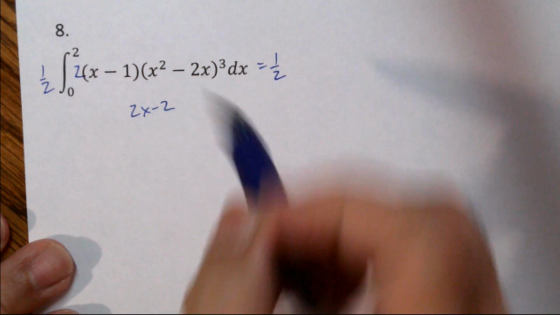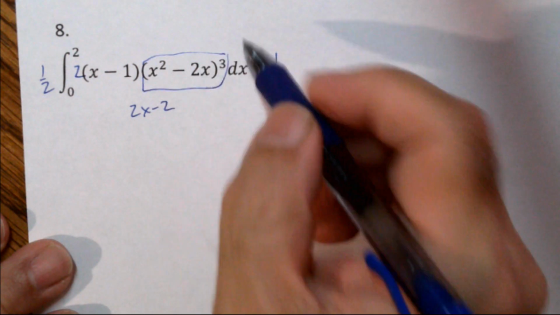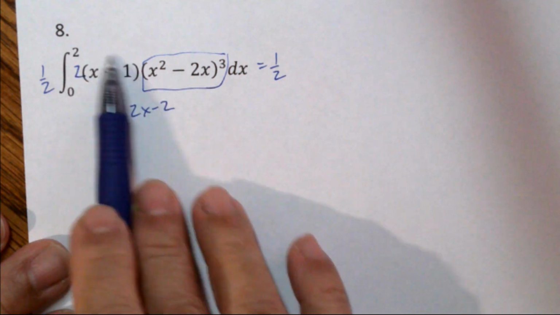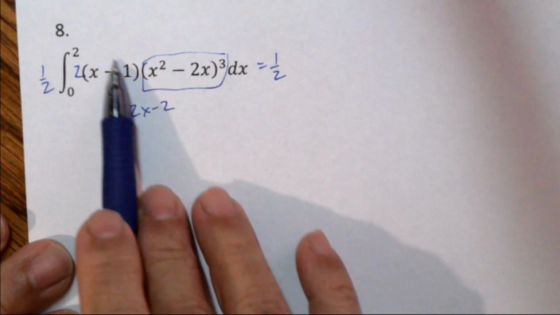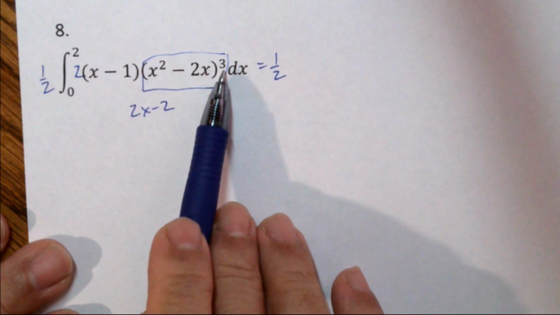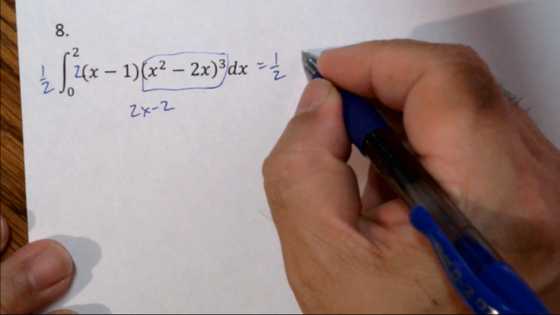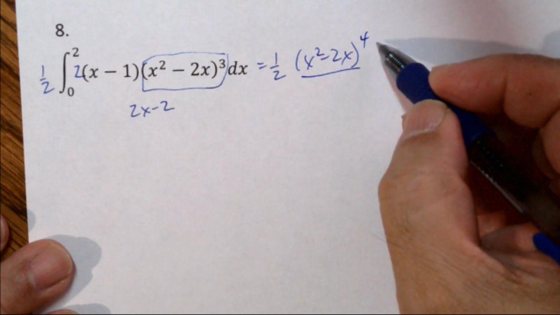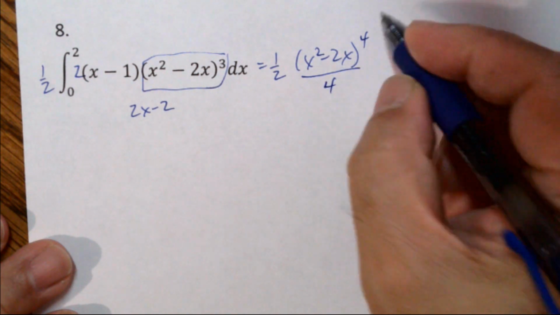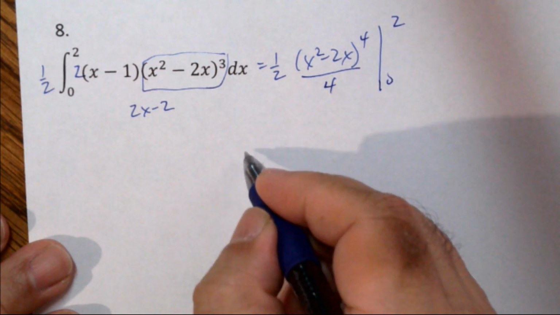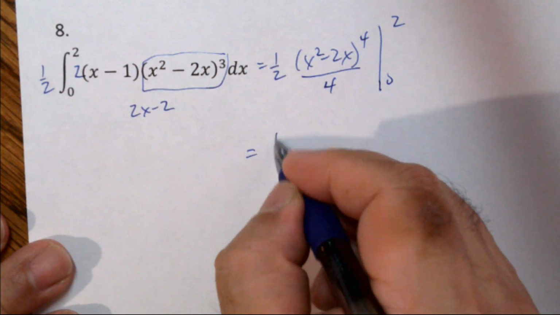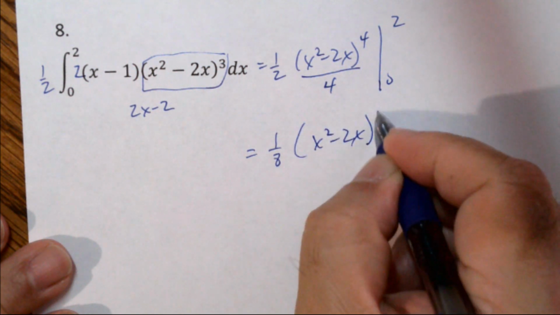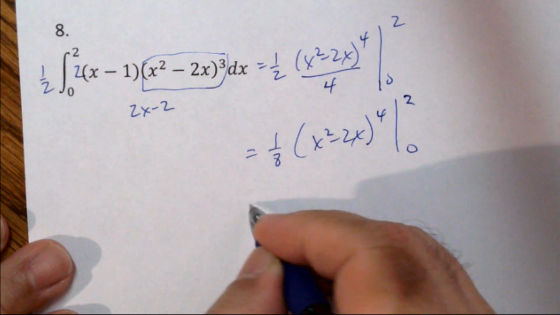Now I can just use power rule on this part because the derivative of x squared minus 2x is lurking out here. I can just do the power rule on the 3. So that's going to be x squared minus 2x to the 4th. Add 1 to the exponent, divide by the new exponent, from 0 to 2. Or 2 to 0, whatever. Clean it up a little bit, so it's 1/8 x squared minus 2x to the 4th. Take it from 2 to 0.